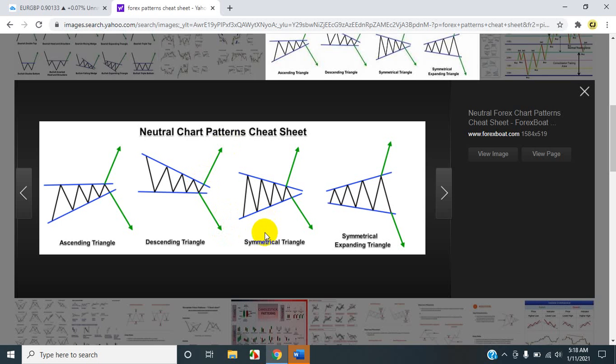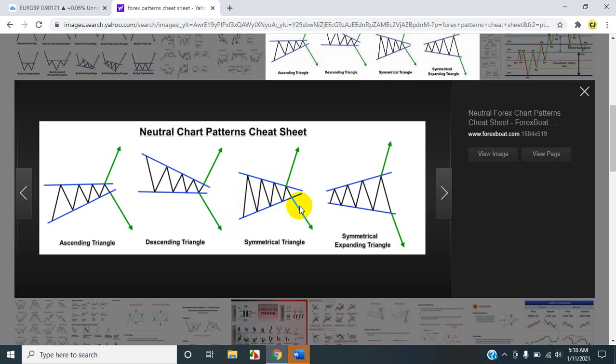Let's check out the symmetrical triangle and see what's going on here. The symmetrical triangle is the ascending triangle and the descending triangle all in one, and I'll break that down for you. So the market is at the bottom somewhere, and it came up, and it came back down, came up, came back down, came up, came back down, came up, came back down.